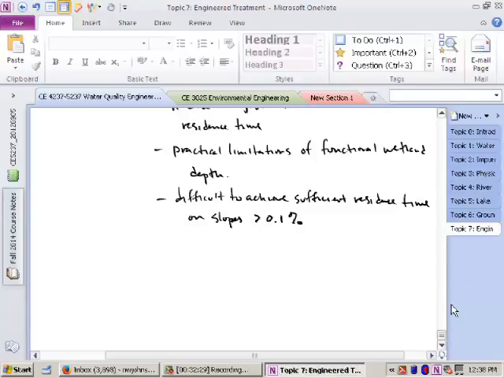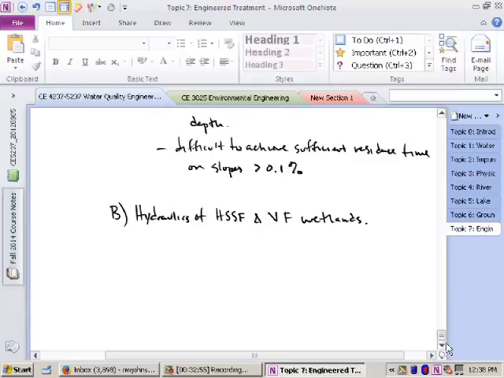All right, so then moving to the hydraulics of horizontal subsurface flow and vertical flow wetlands. Shifting here, we're not going to be thinking about Manning's equation and weirs when we're dealing with groundwater, but everything here is going to be based on Darcy's law.